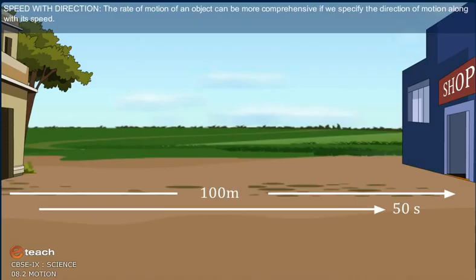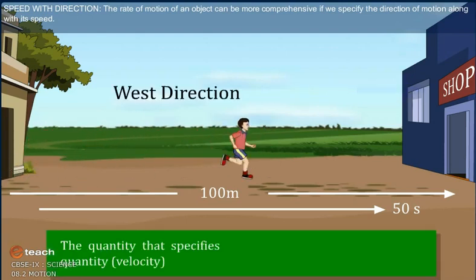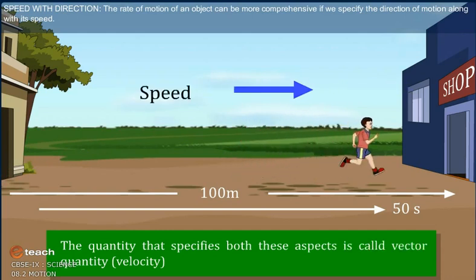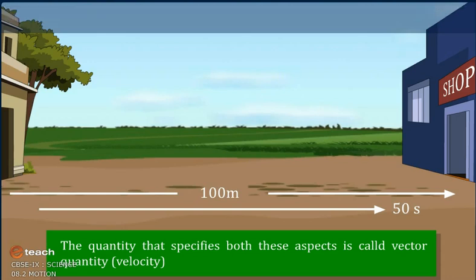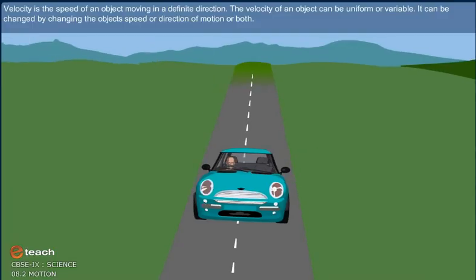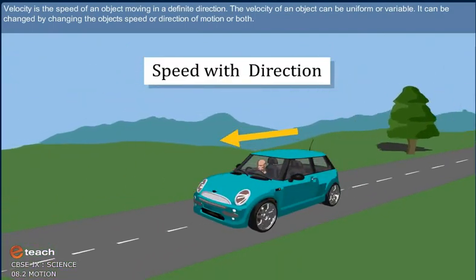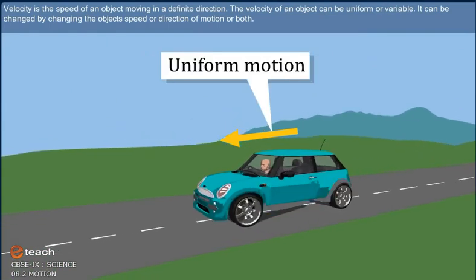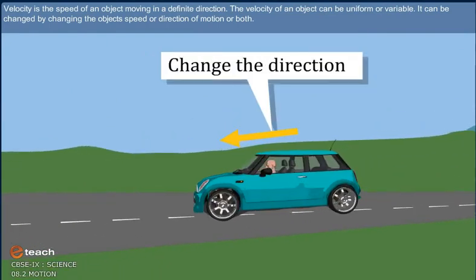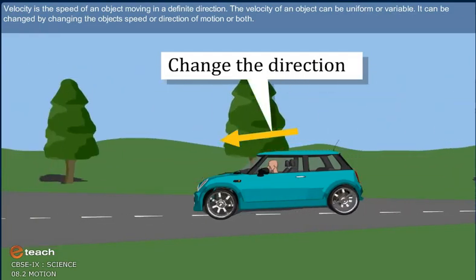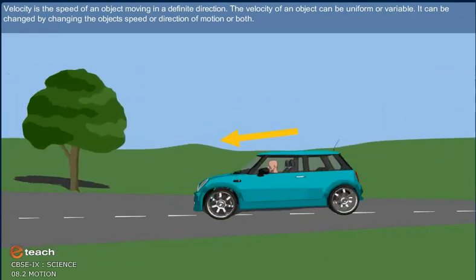Speed with direction. The rate of motion of an object can be made more comprehensive if we specify its direction of motion along with its speed. The quantity that specifies both these aspects is called a vector quantity, for example, velocity. Velocity is the speed of an object moving in a definite direction. The velocity of an object can be uniform or variable. It can be changed by changing the object's speed, direction of motion, or both.